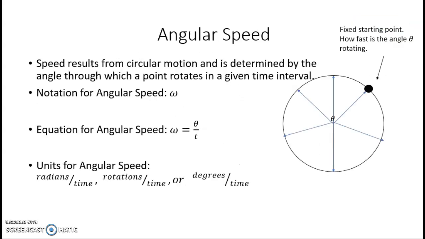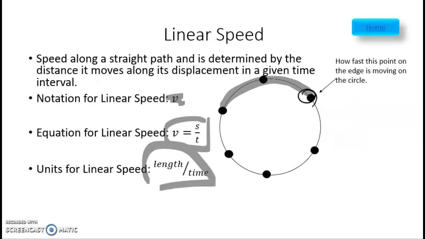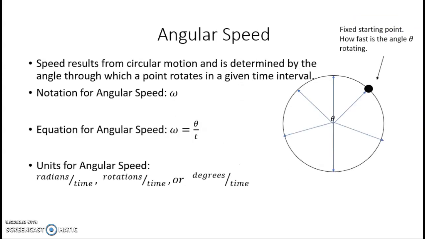Now, angular speed results from circular motion and is determined by the angle through which the point rotates in a given time interval. Okay, so linear speed is determined by the distance this point moves, whereas angular speed is determined by the angle through which a point rotates. So how fast did it move from here to here? Did it go really slow, or did it go really fast? Okay. So the notation for this is, this is not a W, this is actually omega. So omega, and the equation is theta over t. So for angular speed, the units could be radians over time, or rotations over time, or degrees over time.